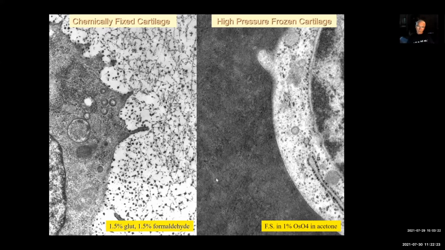The matrix isn't particularly easily studied here because there's so much proteoglycan retained that the collagen fibrils themselves are very difficult to image. But certainly this is what we should think of when we think about the structure of cartilage, not the artifact-filled 3% glutaraldehyde.